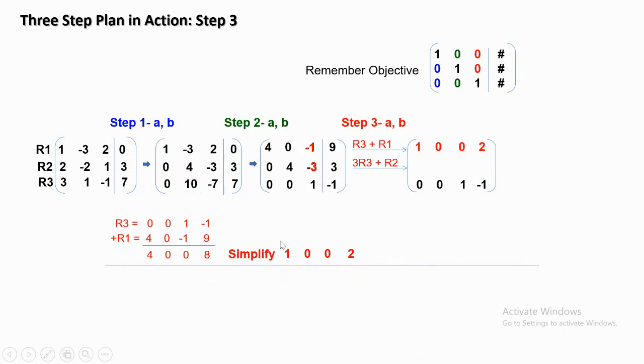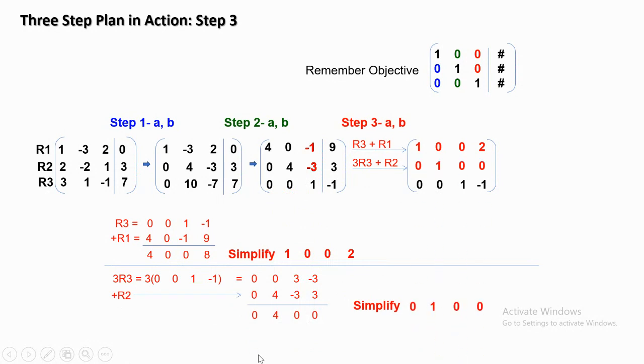Now again, in a similar fashion, we're going to do step B, the second part for step 3. Which would be 3 row 3, right? So 3 times 0, 0, 1, negative 1 will give us 0, 0, 3, negative 3, plus row 2. Row 2 is 0, 4, negative 3, 3. After we add them, it's going to give us 0, 4, 0, 0, right? But we want a 1 here instead of a 4, so we're going to divide everything by 4. Simplify.